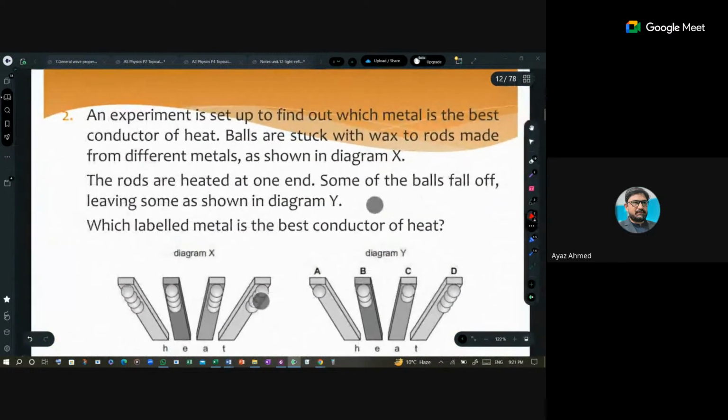Okay, now this diagram shows the same experiment we performed. The heat is transferred to all of these rods. Wax and balls are attached to the rods, one, two, three, four balls, before heating. When you heat it, A is left with one, B is left with three, C is left with two, and D is left with four. So which labeled metal is the best conductor of heat?